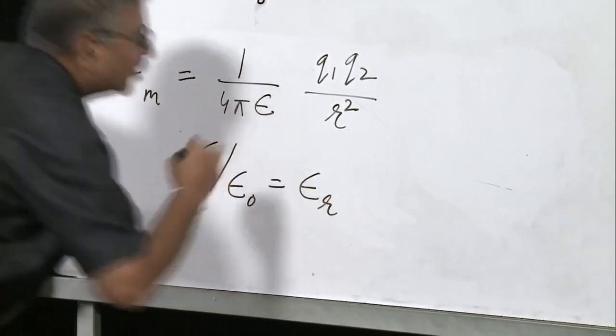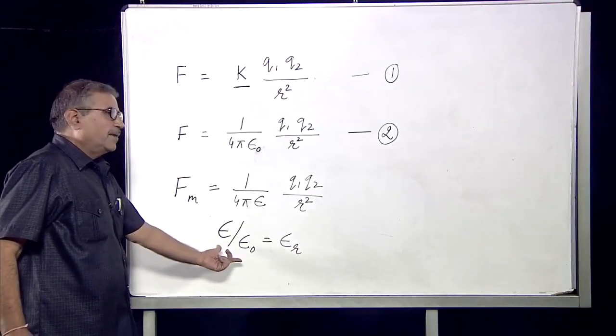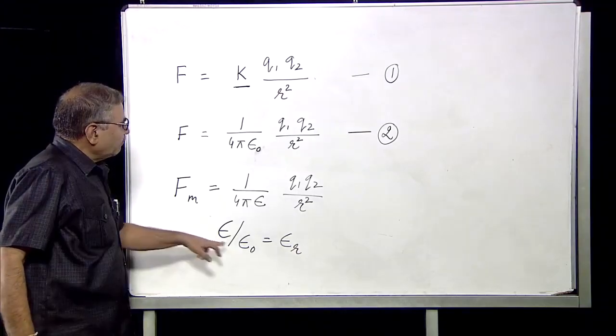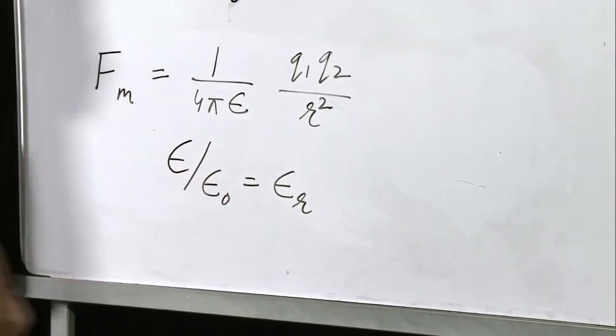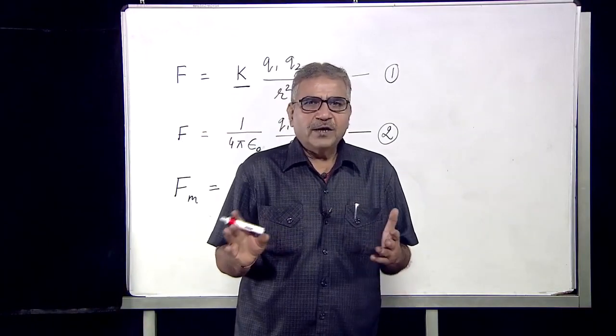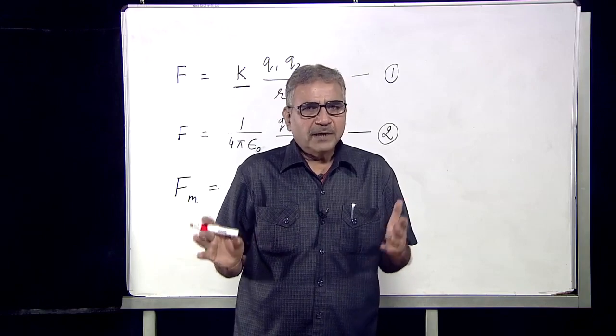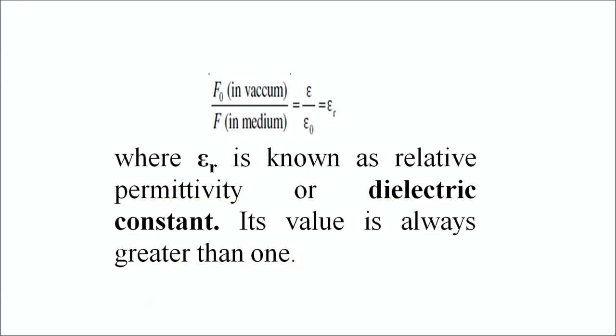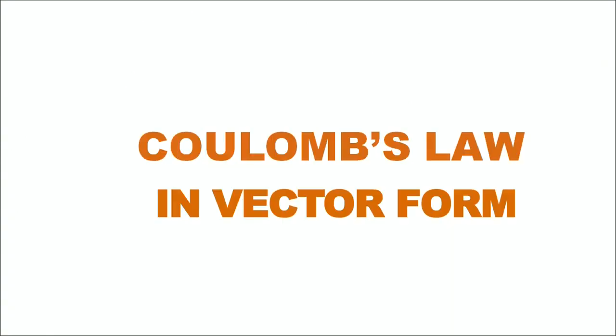and the ratio of epsilon upon epsilon naught is known as epsilon r, the relative permittivity of the medium. The relative permittivity is also known as dielectric constant of the medium. We have seen how we can write the Coulomb's law in the mathematical form. Mathematically, we can write that F in vacuum divided by F in medium, that is F upon F medium, is equal to epsilon r, that is the relative permittivity. Now, we will explain the Coulomb's law in the vector form.